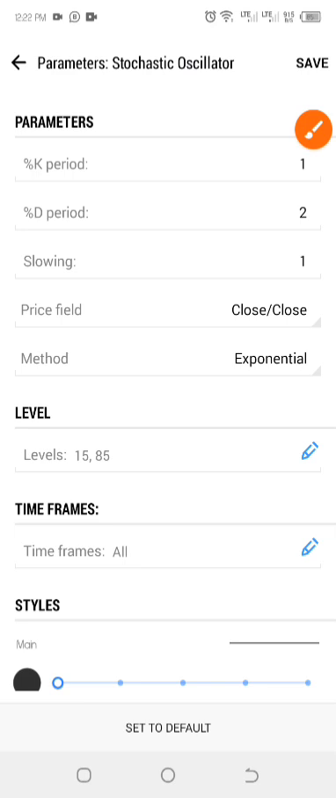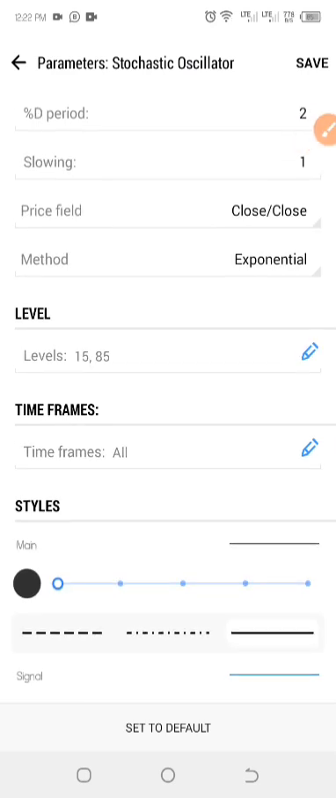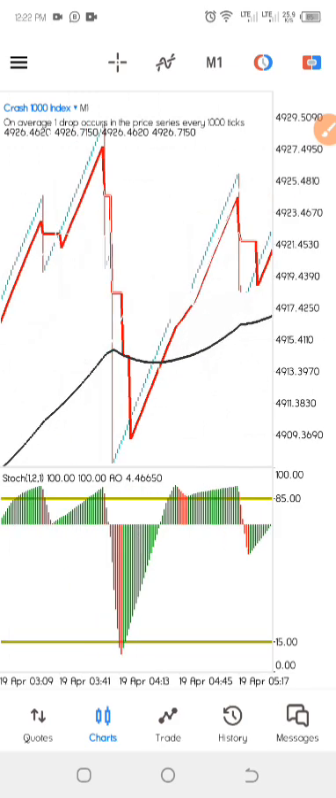For the style, use a color of your choice for the levels of the stochastic oscillator, and for the main and the signal, use a color of your choice as well. Just make sure you set the line thickness to the lowest. Don't increase it. Click on save, and once you do that, you are going to see the stochastic oscillator on your chart.